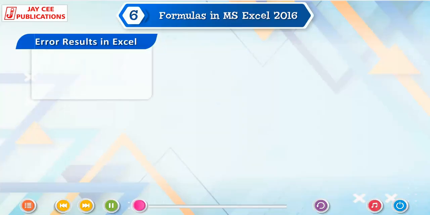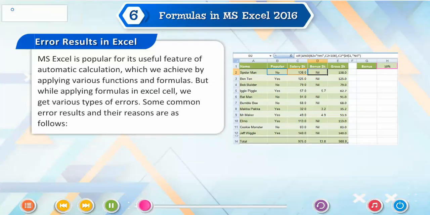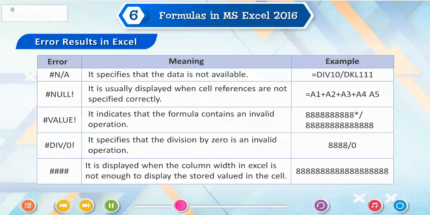Error results in Excel. MS Excel is popular for its useful feature of automatic calculation, which we achieve by applying various functions and formulas. But while applying formulas in an Excel cell, we get various types of errors. Some common error results and their reasons are as follows. Error: #N/A, #NULL!, #VALUE!, #DIV/0!, ####.